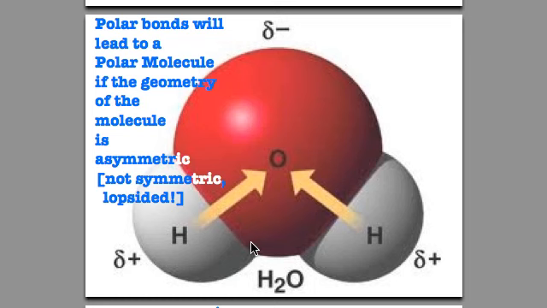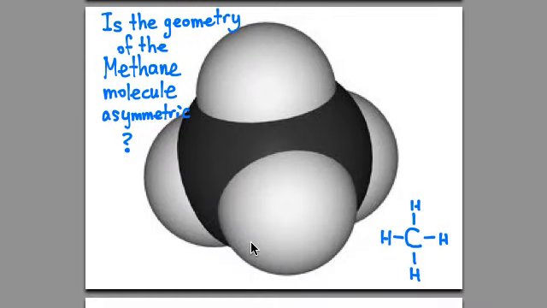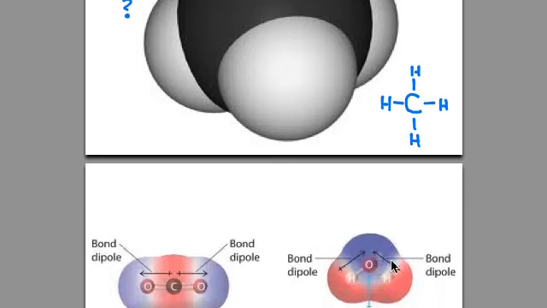See how lopsided it is? What about this one? Is this one a lopsided molecule? I've got carbon in the middle, hydrogen, hydrogen, hydrogen. Well, each of those carbon-hydrogen bonds is a polar bond, so this is a polar bond and that's a polar bond, but they all kind of cancel each other out. And since I have a high degree of symmetry there, this is not a polar molecule.